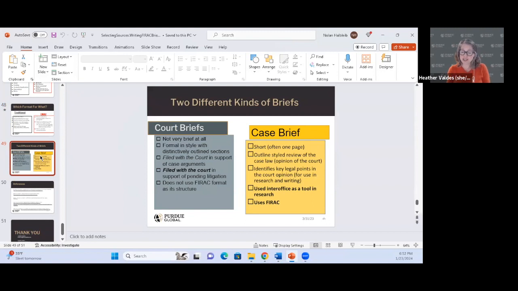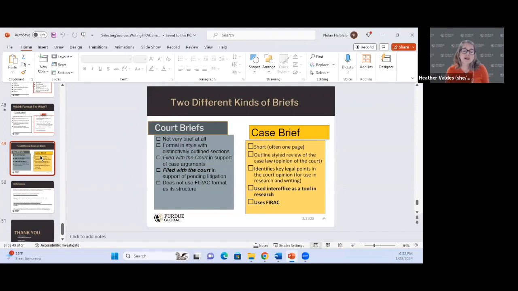A court brief is distinguishable. Case briefs are usually a page, two pages in length. We used to try and keep them concise. Again, it's a summary of a larger writing. A court brief is not concise or brief at all. A court brief is filed with the court in support of a legal argument being made to the court.